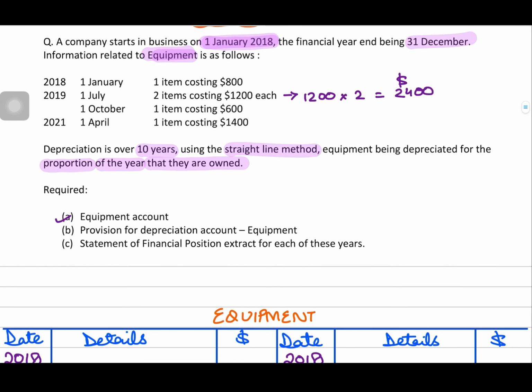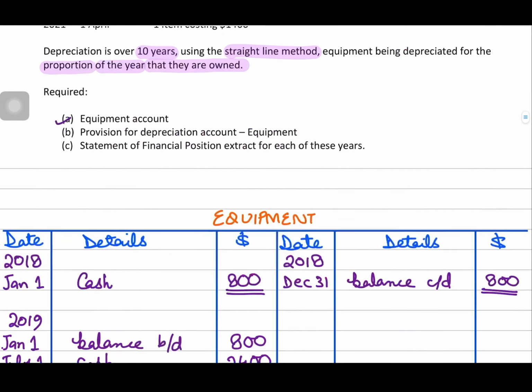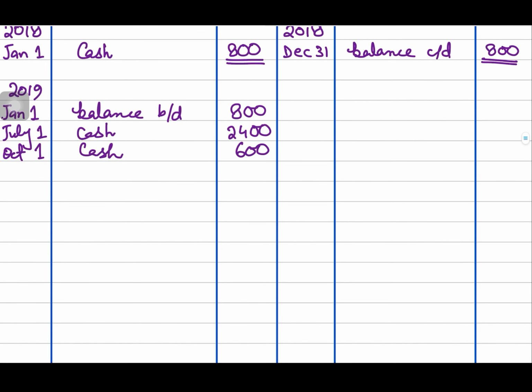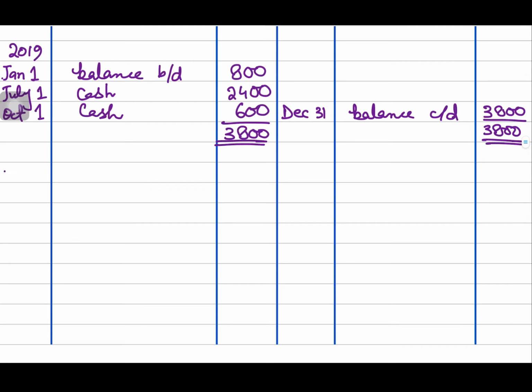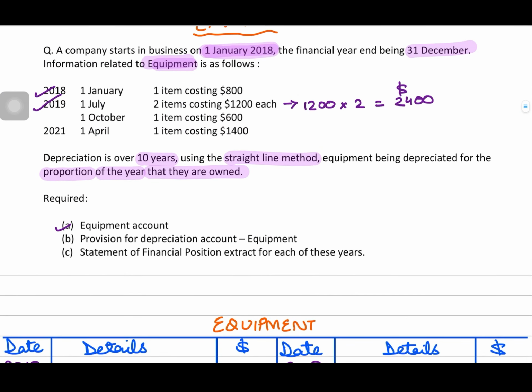No other purchases in the same year. We are done with 2018, we are done with 2019 as well. Now we just have to balance this account. Balance carried down of equipment at 31st December 2019 is 3800, right. Now you can write the totals, 3800, 3800. Now year 2020.